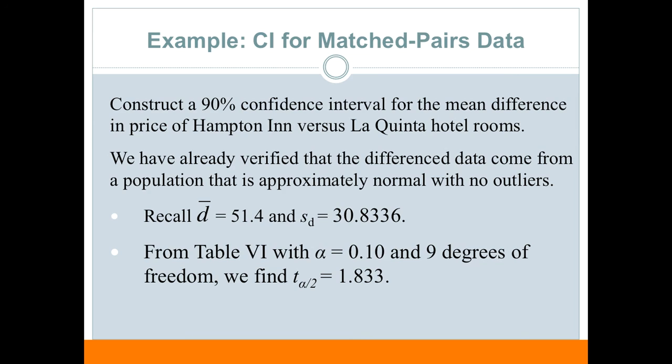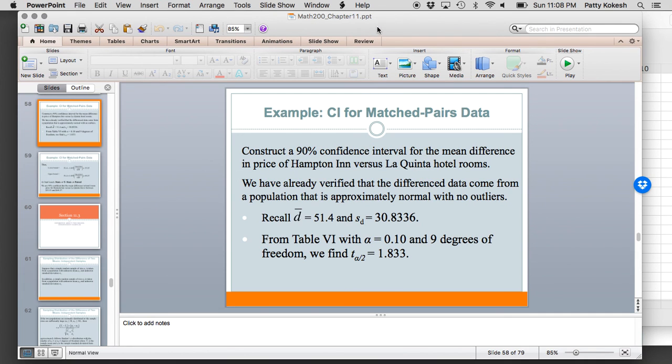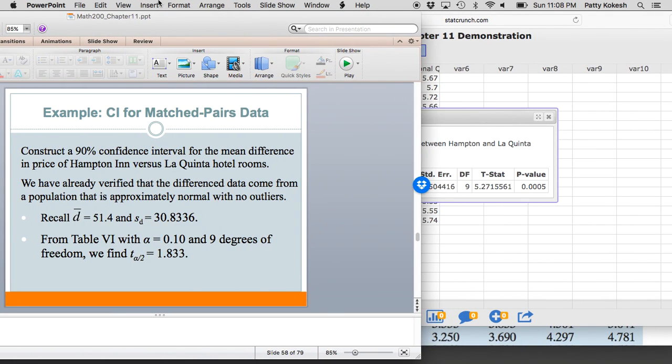90% confidence interval. We already know that the difference data comes from a population that's normally distributed, no outliers. If you recall, our d bar value was 51.4, and the standard deviation of our difference data was 30.8336. So our critical value is going to be found just by looking at table 6.